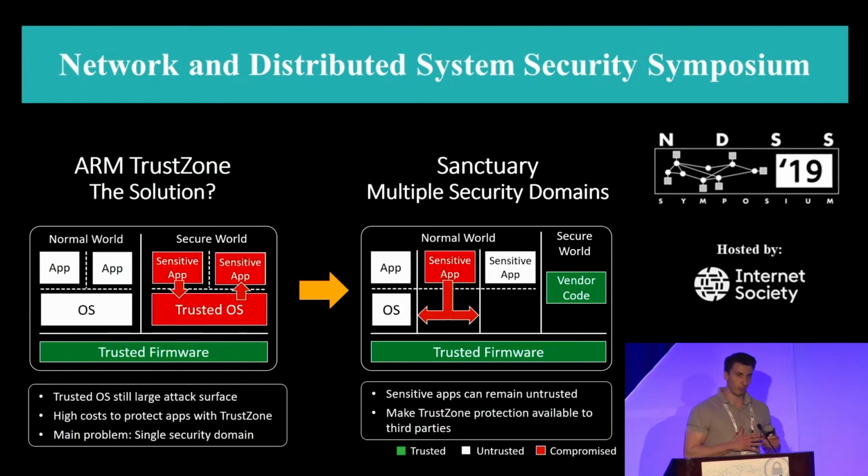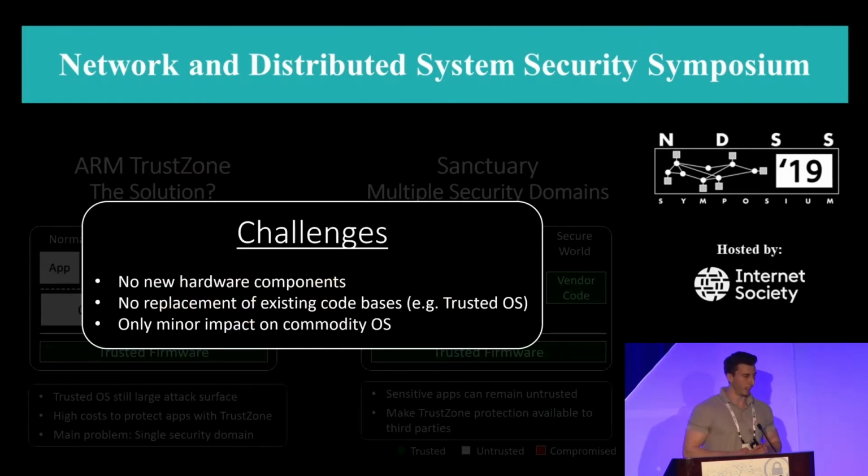So we know now where we are today with TrustZone and where we want to go, but on the way there are a list of challenges that we have to face. Actually, the mobile market is dominated by ARM architectures. So for such an architecture, you do not want to design new hardware components that do not fit in the ARM ecosystem. Second challenge, we do not want to replace the existing code bases.